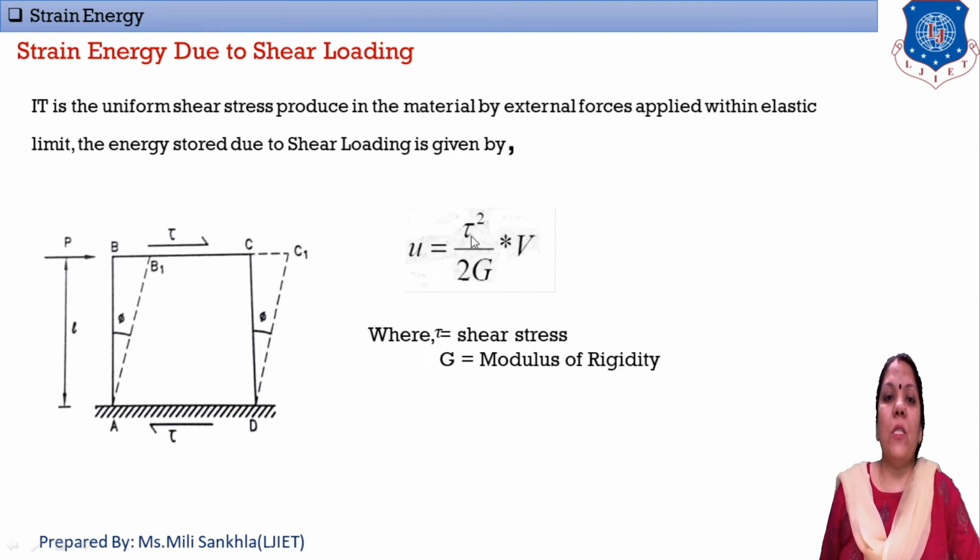Tau is the shear stress, G is the shear modulus or modulus of rigidity, and V is the volume. This block is subjected to uniform shear stress, and because of this, strain energy is induced in the block. We find the value of this strain energy due to shear loading. Now, one by one.